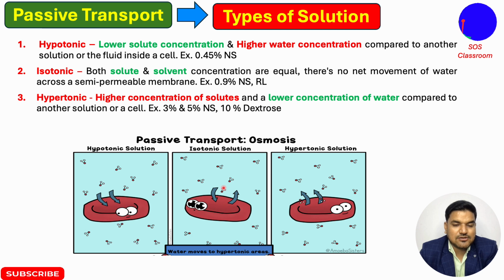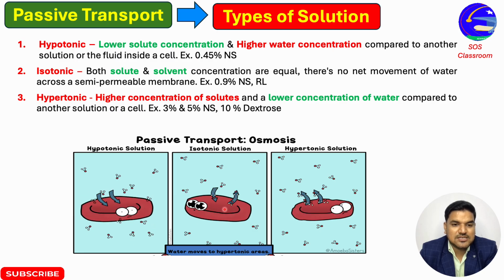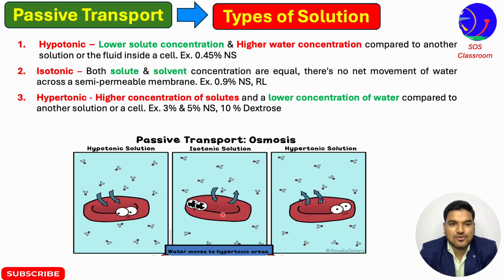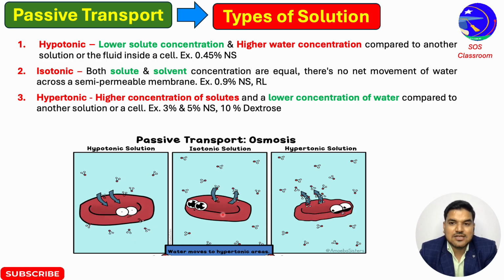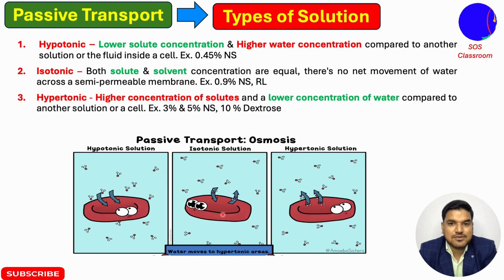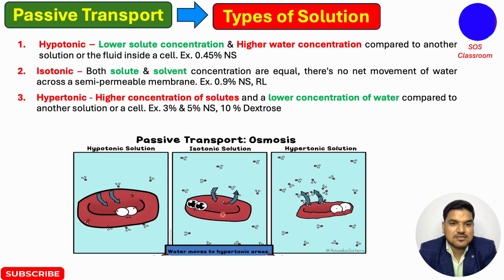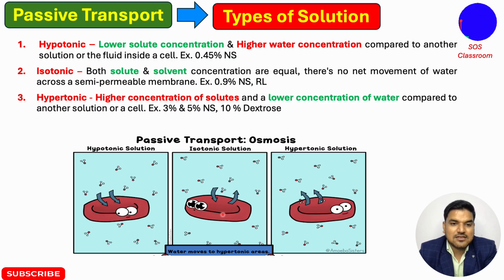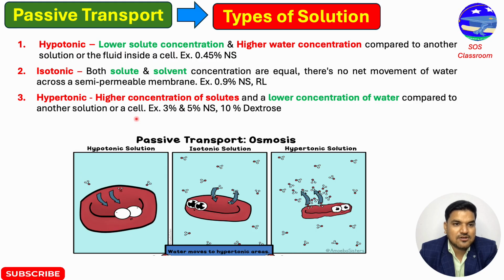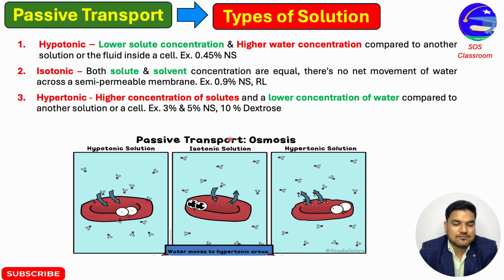But in isotonic solution, there is movement of molecules and solvent, but there is no change in the cell structure because of the equal concentration. Equal concentration is present inside the cell, in the cytoplasm, and outside the cell, in the extracellular fluid. That is called the isotonic solution. Next is the hypertonic solution.